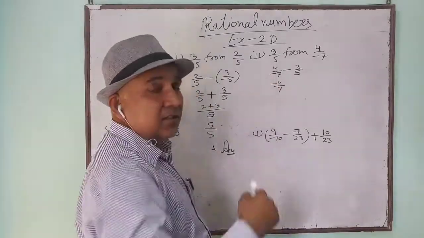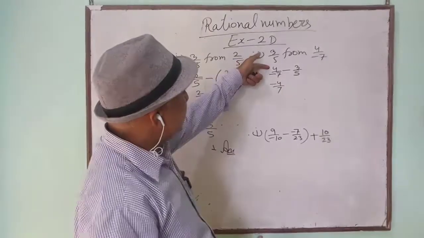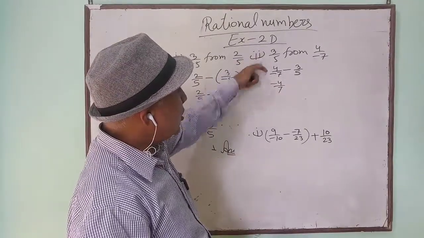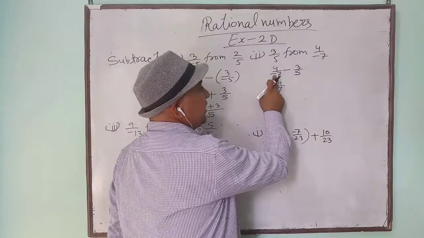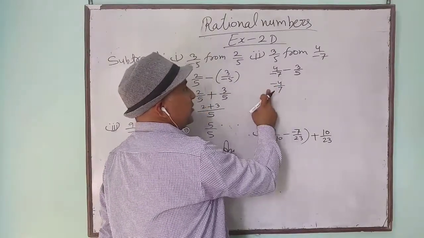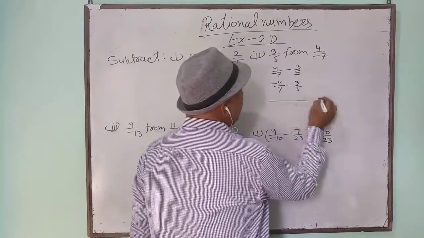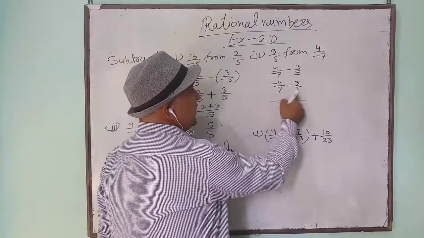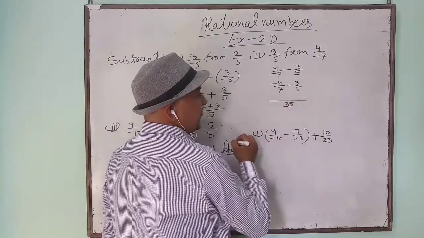In the previous questions we have done this practice. Minus 1 is multiplied with numerator and denominator both. So directly you can write here: you have to change the sign of denominator, then change the sign of numerator also. Minus 3 by 5. Now we will take the LCM of denominators, 7 and 5. LCM will be 35.